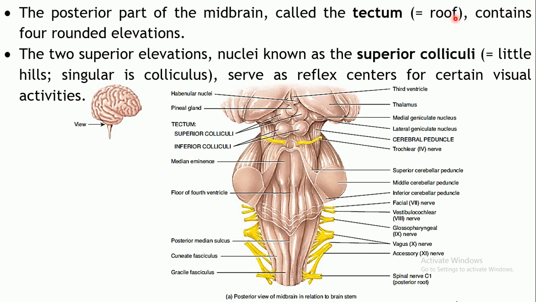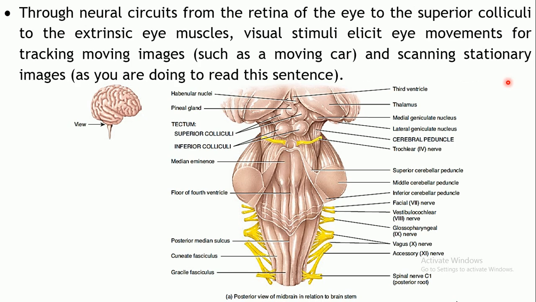Tectum means roof. So this comprises 4 rounded elevations. As you can see, these rounded elevations are present over here. There are 2 superior elevations and 2 inferior elevations on either side. The 2 superior elevations are the nuclei known as the superior colliculi, meaning little hills. These serve as the reflex centers for visual activities.